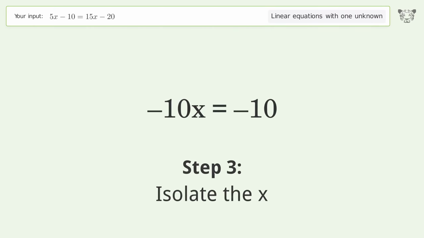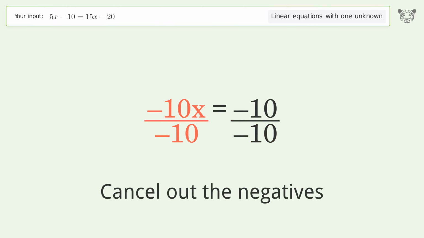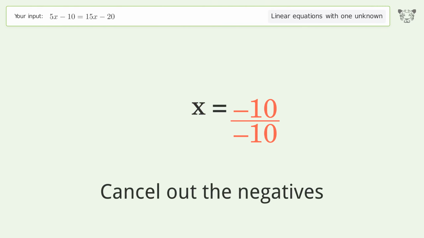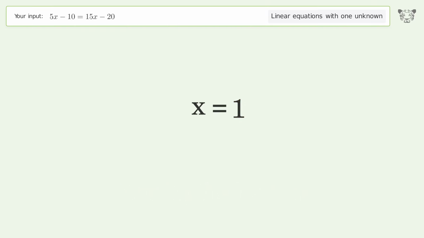Isolate the x. Divide both sides by -10. Cancel out the negatives. Simplify the fraction. Cancel out the negatives. Simplify the fraction. And so the final result is x equals 1.